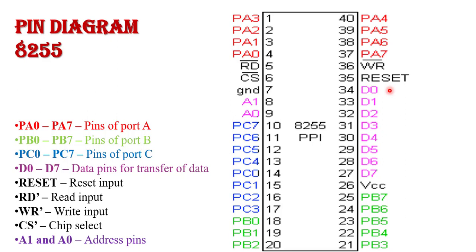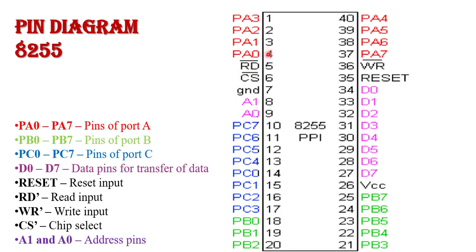We know that there are 3 modes of 8255. In which mode 8255 works is selected by the control word which is written in the control register. So if we want to clear the content of the control word register, this reset pin is used. Now pin number 36 is the write pin. We already discussed the function of the write pin. So here we discuss all the functions of the control signals.